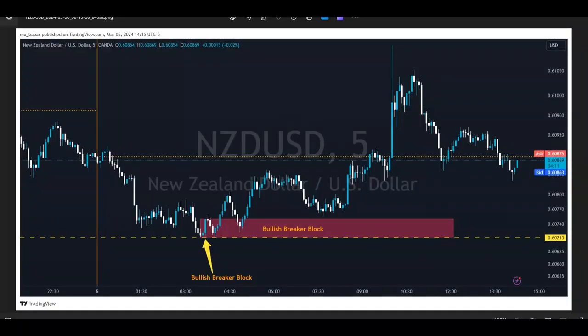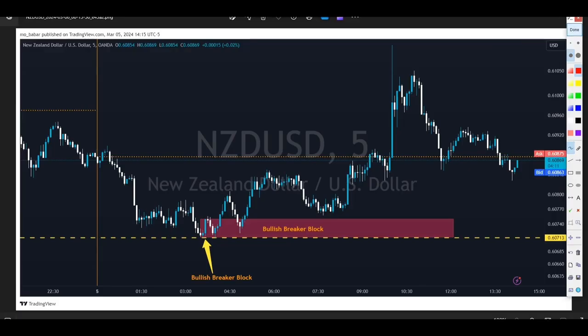A lot of requests were coming. What is a bullish breaker block? Okay, now listen to this very carefully. A bullish breaker block will appear, and this is a picture perfect example of what is a bullish breaker block. Obviously, these are ICT's terms, Michael's terms, but the ones which work perfectly, this is one of them.